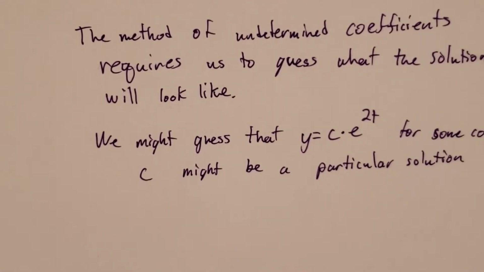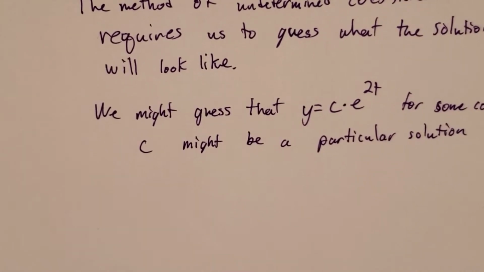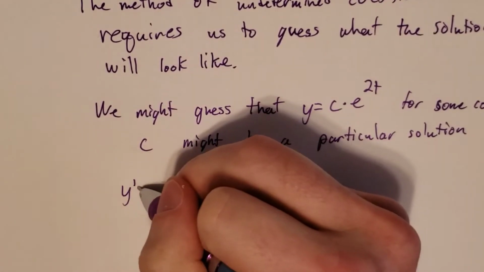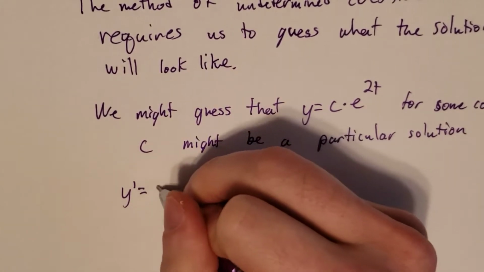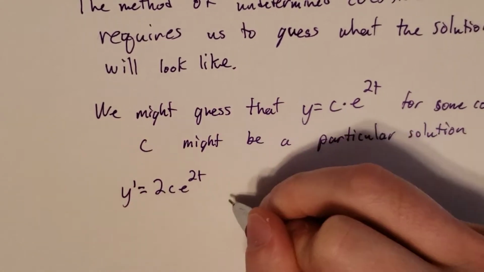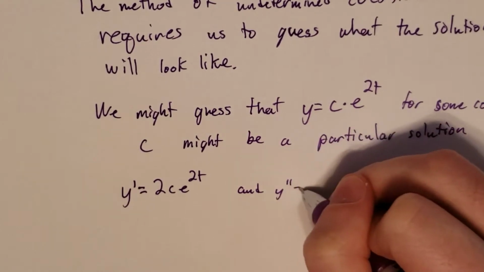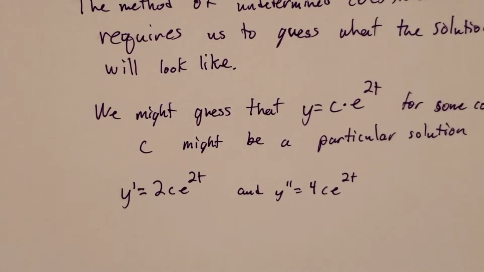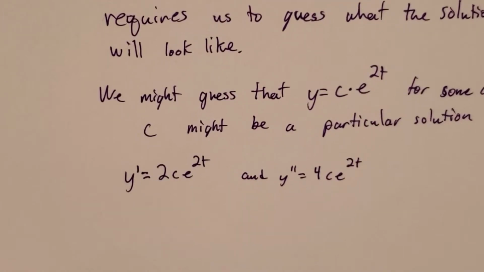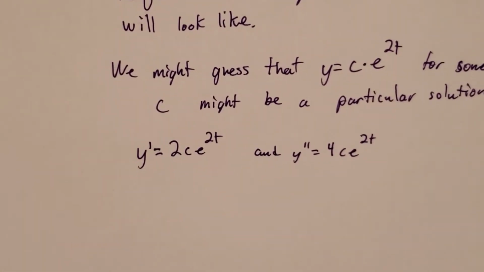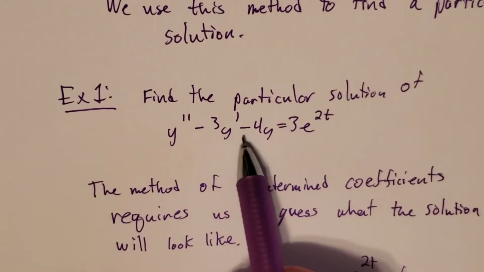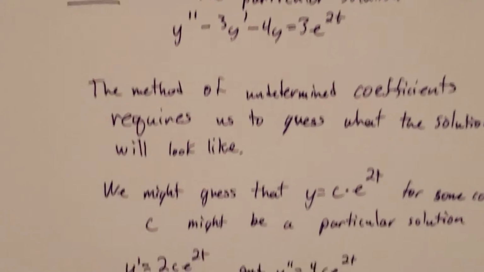But how do we do that? Well, first we want to calculate y prime and y double prime. So y prime is 2c e to the 2t, and y double prime is 4c e to the 2t. And now let's go back and plug into the original equation. All right, so our original equation was y double prime minus 3y prime minus 4y is equal to 3e to the 2t.